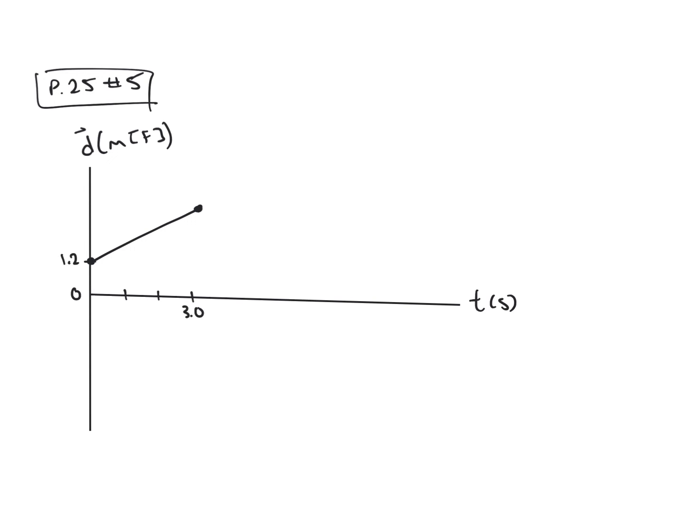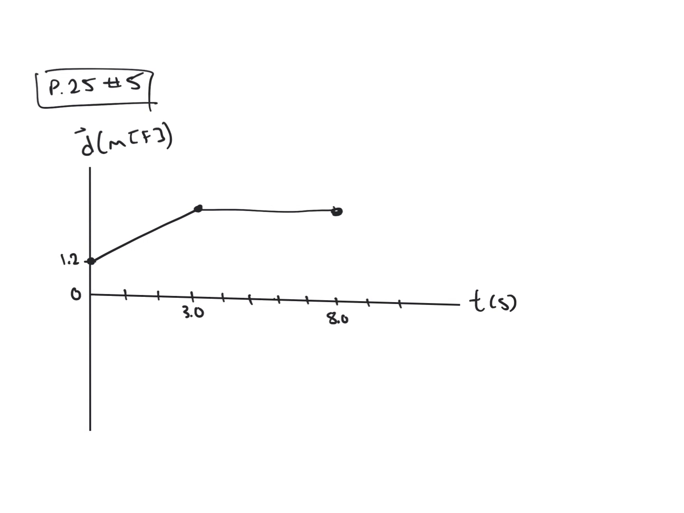Then it says it stops for 5 seconds. 1, 2, 3, 4, 5. That'll bring us to 8.0 seconds. And at rest means we're going to have no change in position. So this is going to remain at the same position. It's going to be a horizontal line. Try to make that a bit straighter. Okay, horizontal line.